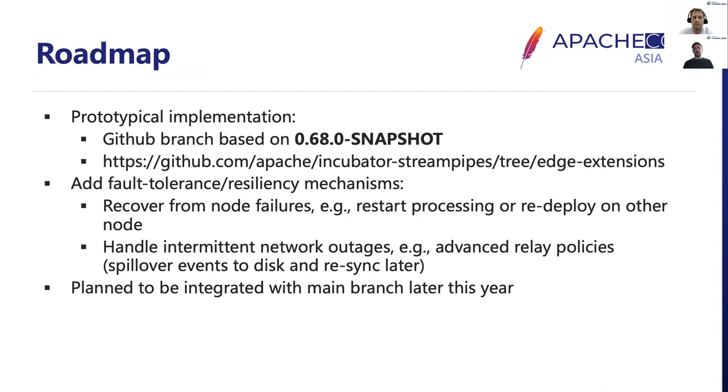so in order to recover from failures such as node failures, where we need to restart the processing or redeploy onto other nodes if nodes are not available anymore and they get lost, and we need to handle intermittent network outages. So for example, we need to implement more advanced relay policies. Currently we buffer the events that could not be forwarded to the cloud transport layer up until a certain point, but we can also employ more advanced strategies that would allow, for example, to spill over event statistics and resync later if feasible for that given use case.